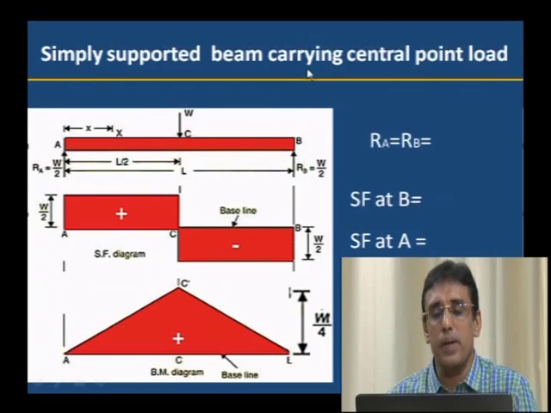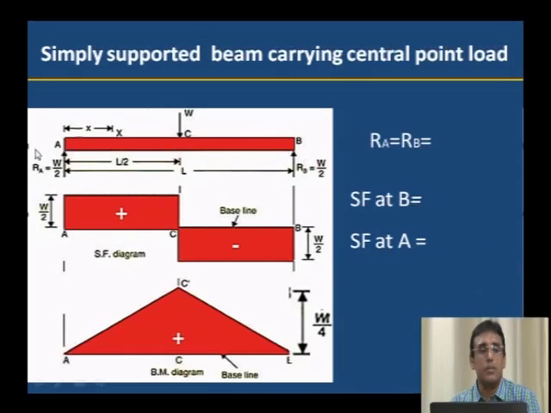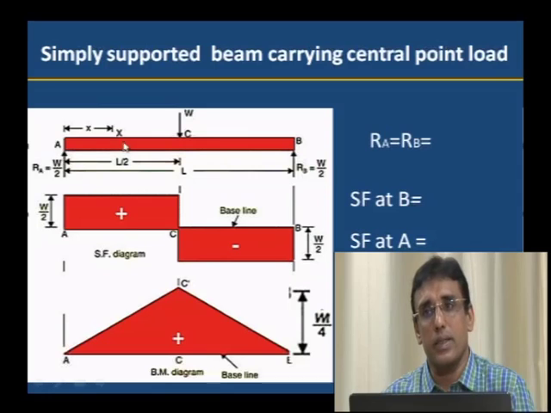Next, simply supported beam carrying a central point load. Third case: beam AB is simply supported and carrying a central point load W. For a cantilever beam, the reactions are not required, whereas in a simply supported beam we have to calculate the reactions at A and B. Since this is symmetrical and the load acts exactly at the central point L by 2, we calculate RA and RB by dividing W by 2: RA is W by 2 and RB is W by 2.